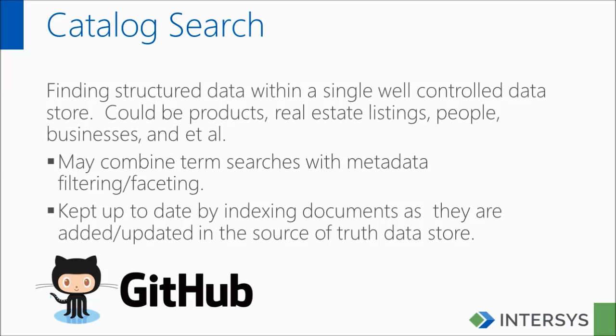These types of systems are usually kept up to date by an internal system. So whenever you update the source of truth, you're indexing or re-indexing documents into the search engine. And you can take your pick of any online store as an example. GitHub's a good example. Instead of products, they're dealing with code check-ins and people and projects and releases of projects.